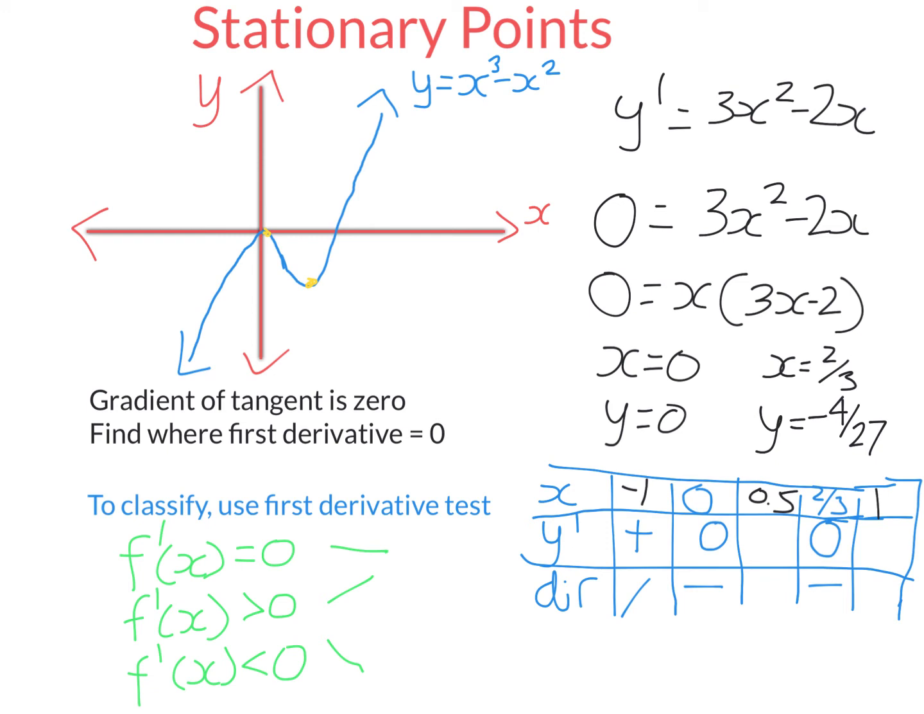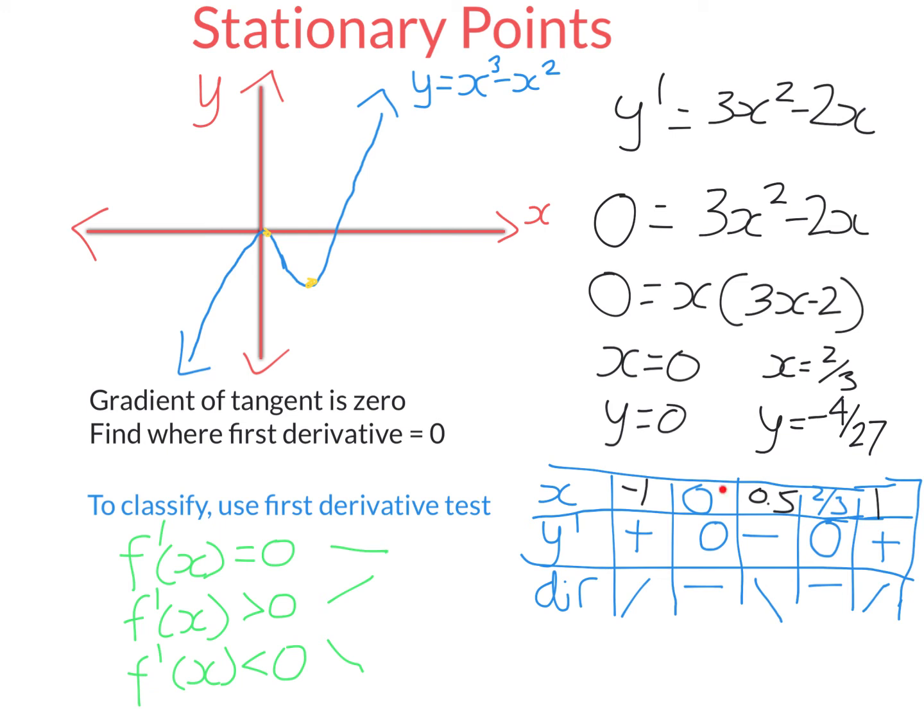It's increasing. On the other hand, if I were to substitute 0.5 into the first derivative, I would get a negative number. That means that the curve is leaning to the left. The curve is decreasing. As x goes up, y goes down. And if I substitute 1 into the first derivative, I get another positive number, meaning that the curve is leaning to the right.